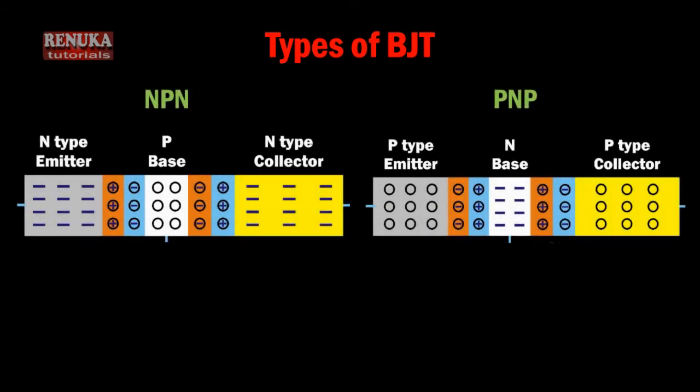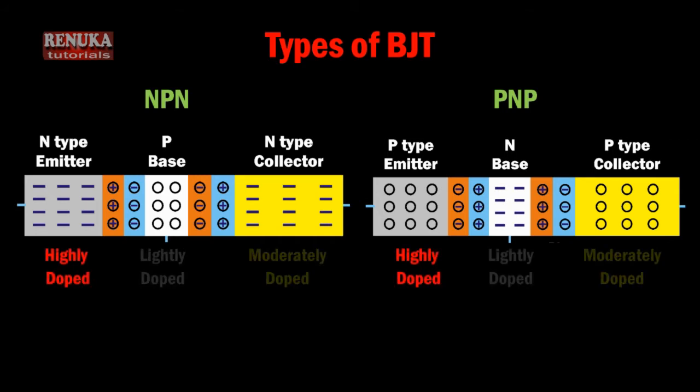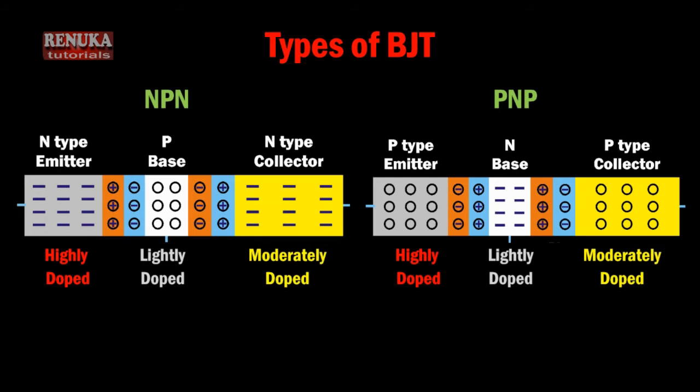The function of the emitter is to emit electrons in an NPN transistor and to emit holes in a PNP transistor. In an NPN transistor the emitter is of N type, so it has free charges as electrons and these electrons are emitted by the emitter. In a PNP transistor, the emitter will be of P type and it will emit the holes. As the emitter is a source of charges, it is heavily doped and the base is lightly doped, and the doping of the collector region is in between the emitter and base.